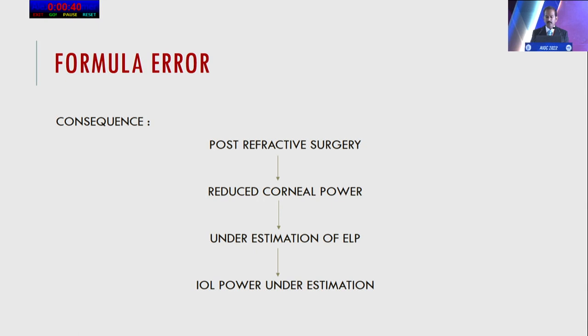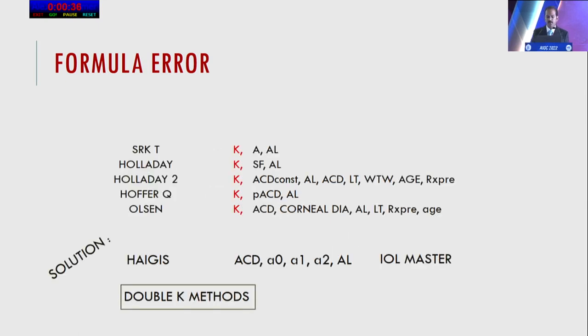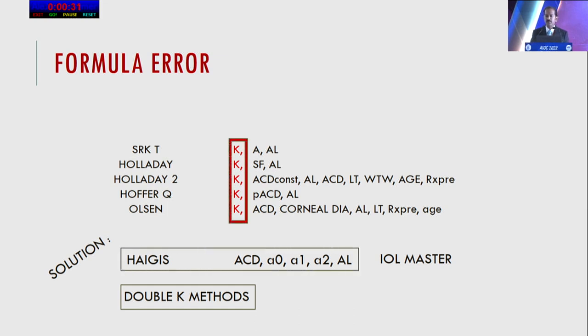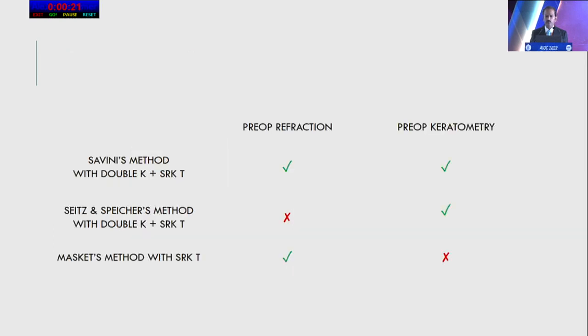So in a myopic ablation, it's going to end up in an undercorrection of the IOL. So the solution is to use a formula which doesn't use K for its calculation, and any other parameters used for ELP could be used. One such formula is the Haigis, which is already incorporated in the IOLMaster, or it's better to go for a double K method. Depending on the preoperative refraction and the keratometry, you can go for the preferred double K method.